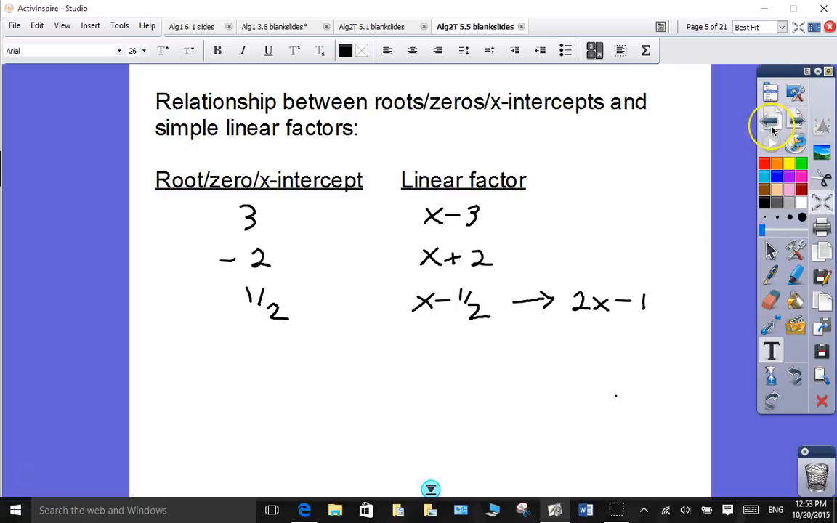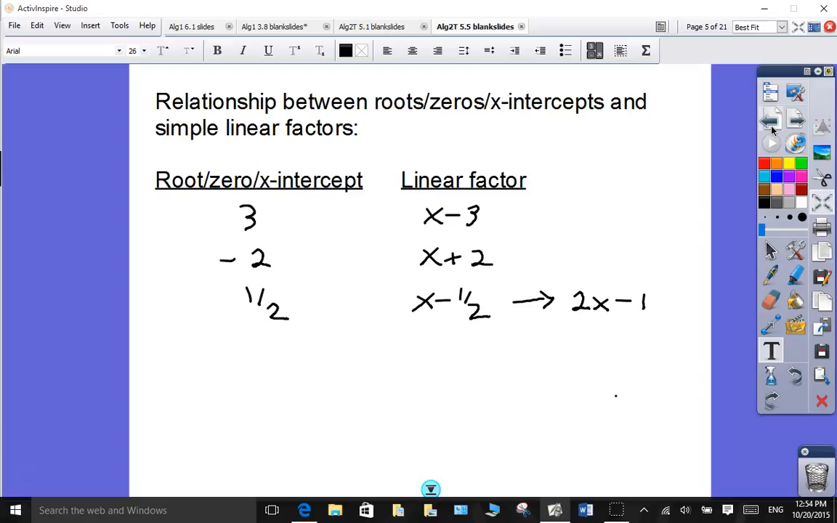So the relationship between, remember, roots are what you call it when you're solving an equation. The roots of the equation are the solutions. If it's a function, it's called zeros. And if it's a graph, x-intercepts, if it's a real number. So notice that if the root or the zero or the x-intercept is 3, that means that there is a linear factor, which is x minus 3. Because what do I get if I plug in 3 for x there? 0. 3 minus 3, 0.